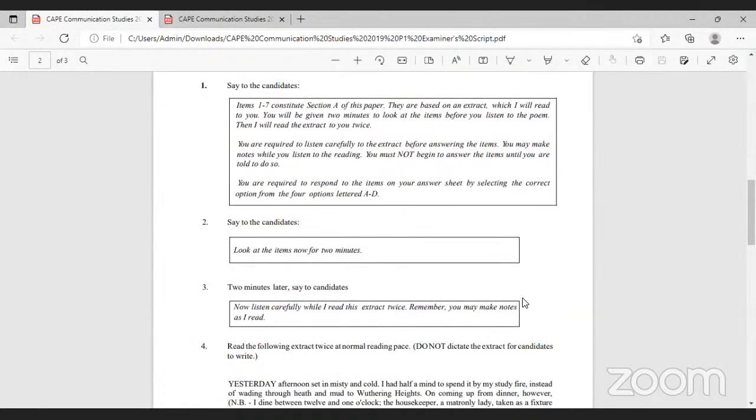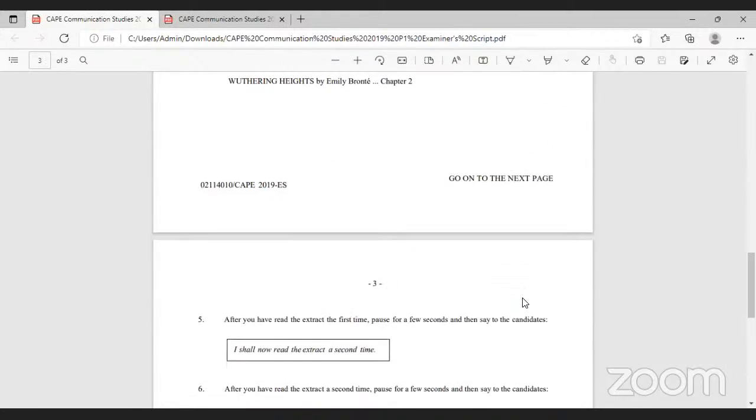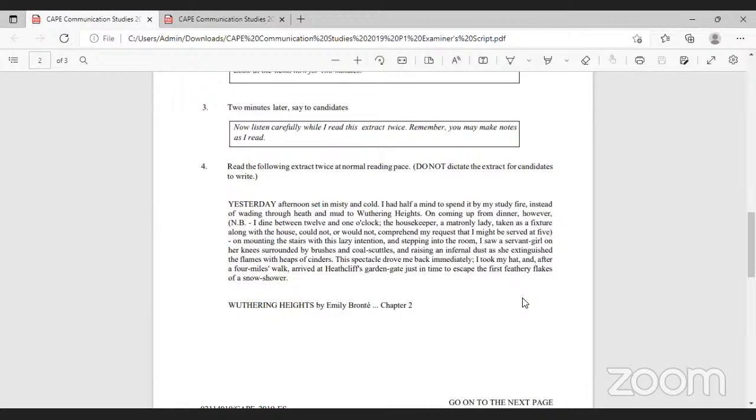Now you're going to look at your questions, but I'm going to read the extract and then show you the questions I have. Right? So we're supposed to read it carefully, and you can make notes while it is being read. You're not supposed to start answering until you're told to do so, and then you respond to the questions, items on the answer sheet. So I'm going to pretend that I'm the examiner, and I am going to read this twice, but you can see it, but I'm still going to read it. So we're supposed to read it twice at normal pace. Right? It's not a dictation. It's not for you to write.